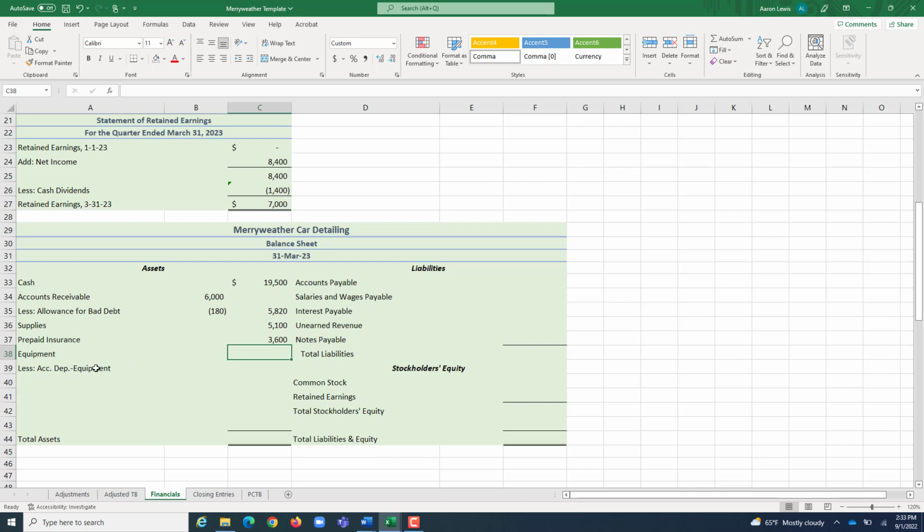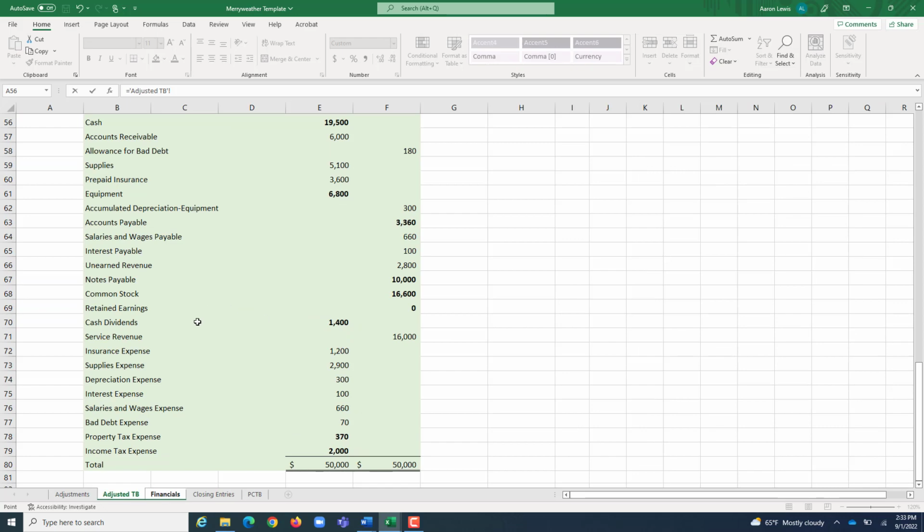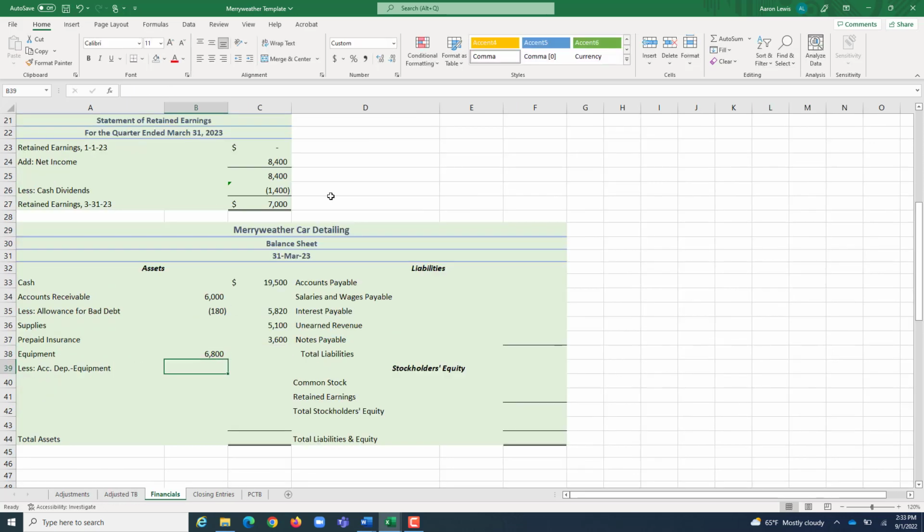And then we have equipment and accumulated depreciation of equipment. There's an account tied to our equipment account, so let's put that in the leftmost column. Equals, back to our adjusted trial balance, we see that our equipment has a balance at this time of $6,800. However, that equipment has lost some value, so we're going to subtract out the amount that it's depreciated to find its book value.